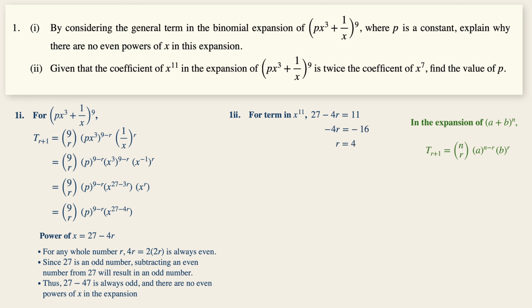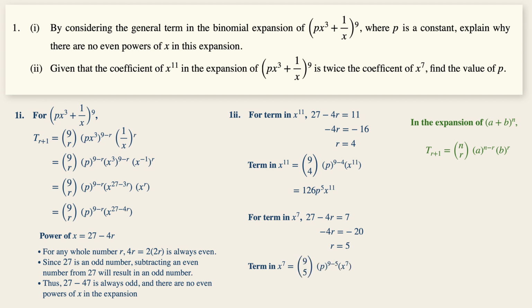So the term in x^11 can simply be obtained by substituting 4 into the general term, which gives us 126p^5 x^11. Now let's do likewise for the term in x^7. Equate 7 with 27 minus 4r, and we will have r equal to 5. Substitute it back into the general term again, and for the term in x^7, we have 126p^4 x^7.